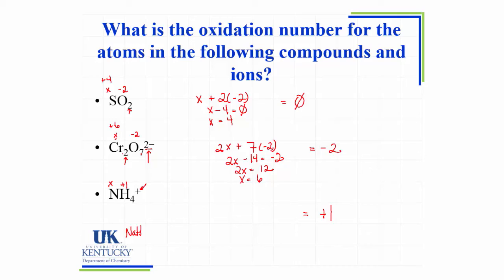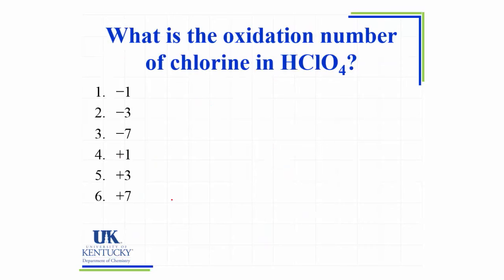And I'm going to assign X as my oxidation number for nitrogen. So we have X plus 4 times plus 1. So we have X plus 4 equals 1, or X equals minus 3. So now we have an oxidation number of minus 3 for nitrogen, plus 4 times plus 1 for our hydrogen, which gives us a total of plus 1, which is the overall charge on the molecule.